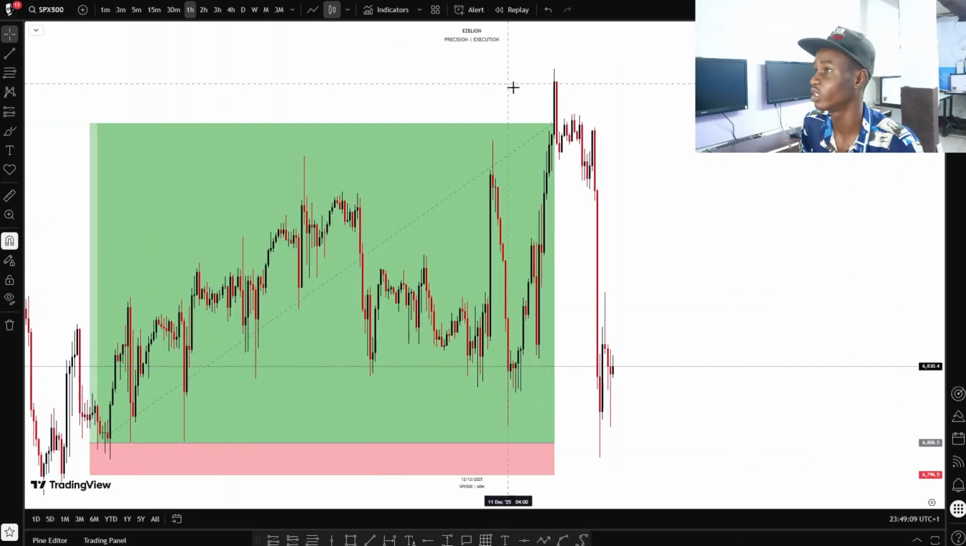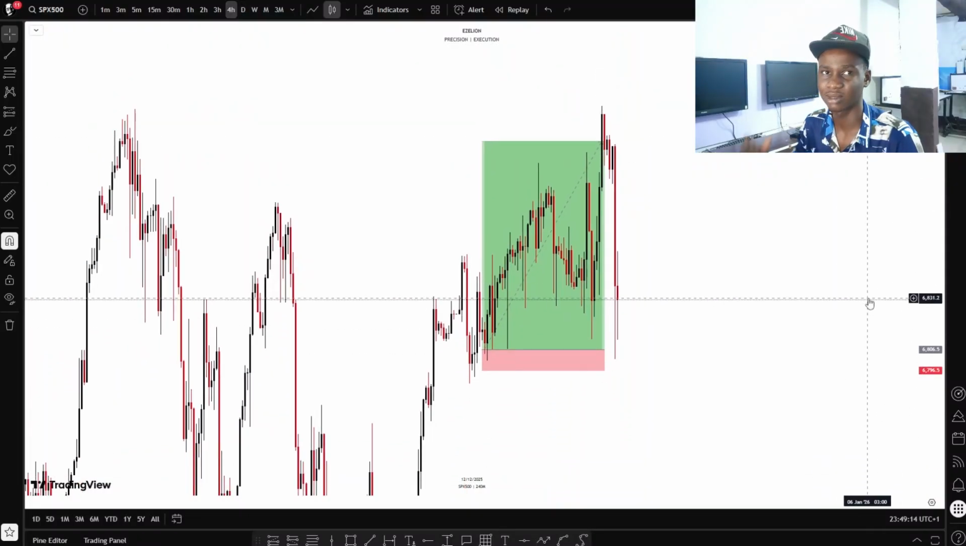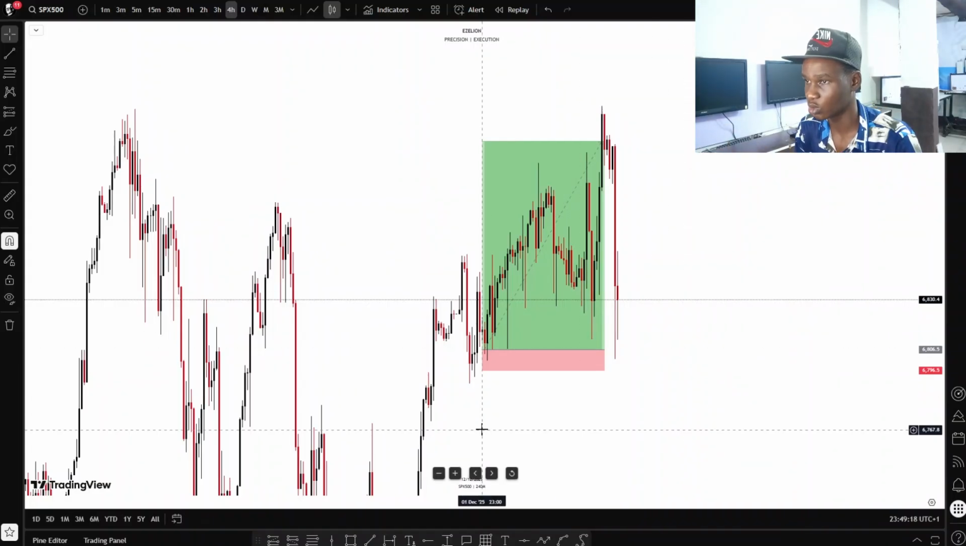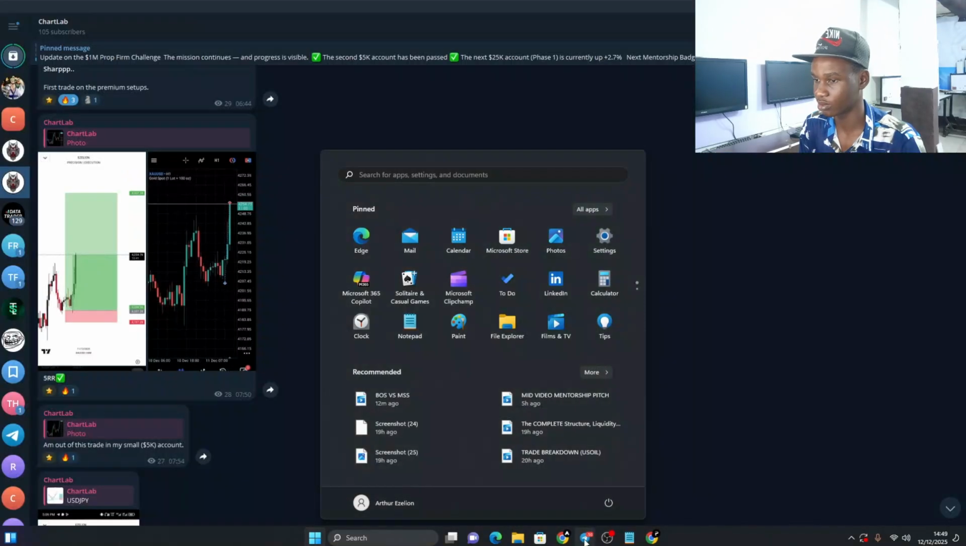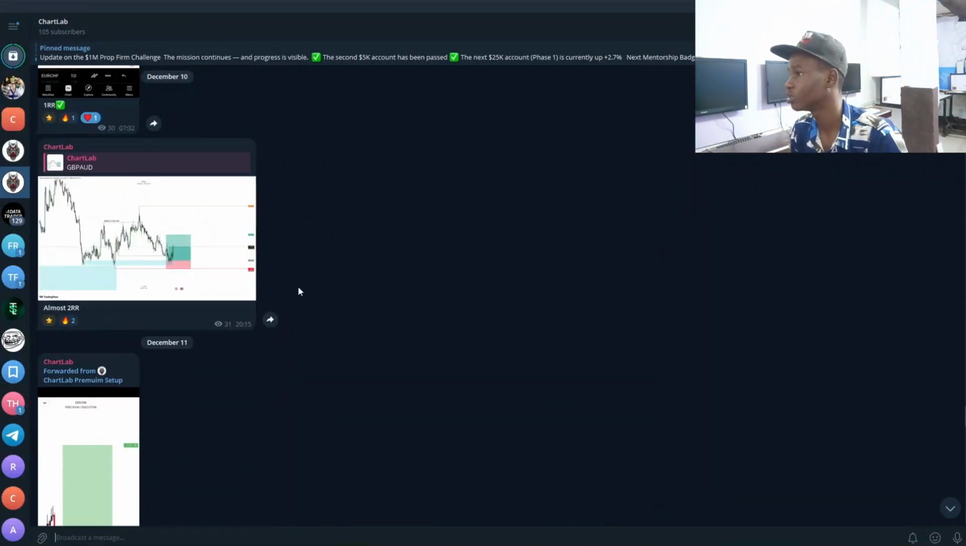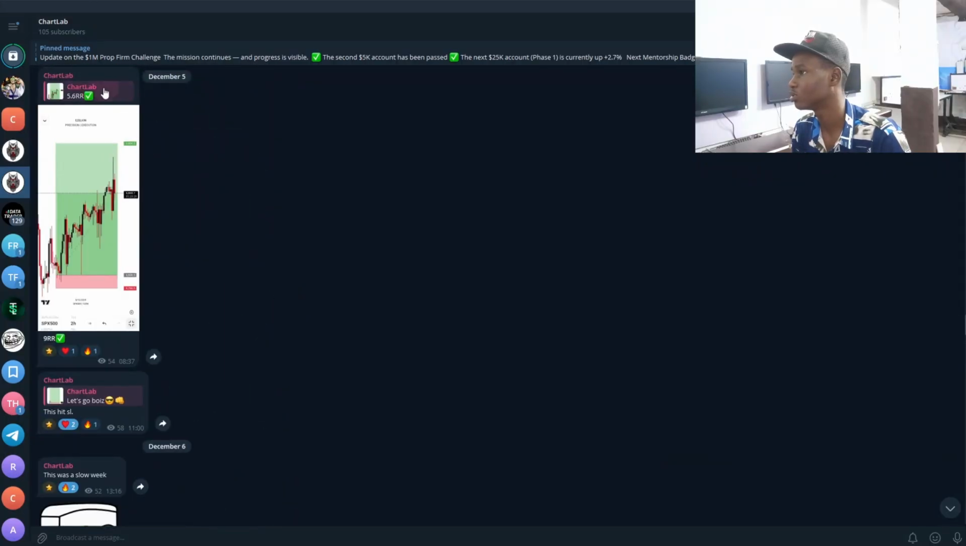Yeah, this is the one on XPS 500. This trade, I actually called it either very early this week or last week. Yeah, it was last week I called it. It finally hit take profit. This is when I called it. If you scroll, you can see when I called it.